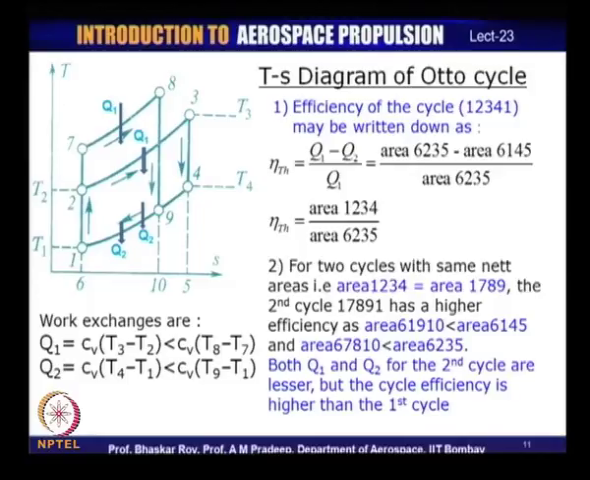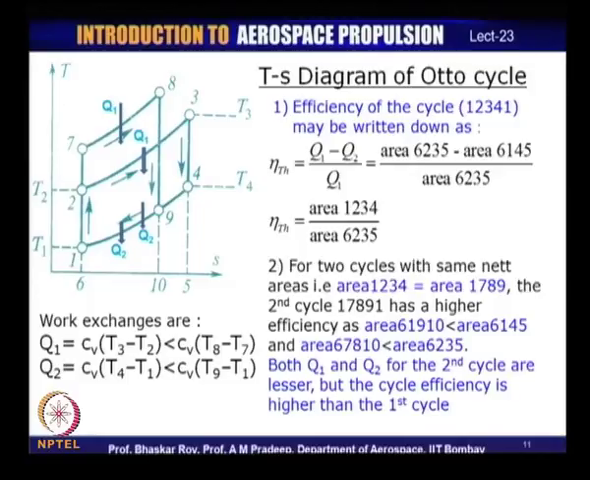Now, let us consider in this TS diagram another cycle which has the same net area as the first one, that is, the area 1, 2, 3, 4 is the same as the area, let us say, 1, 7, 8 and 9. So, these two areas are exactly the same. So, let us say two designers have configured two different cycles, and the net area of both of them is actually the same.